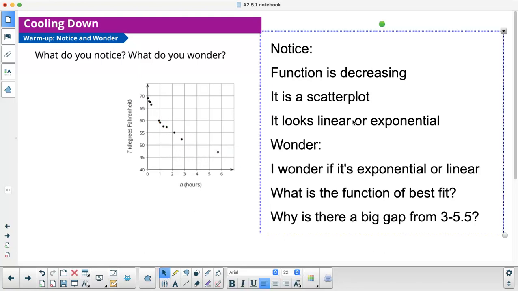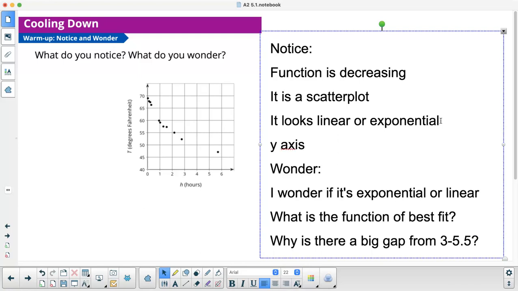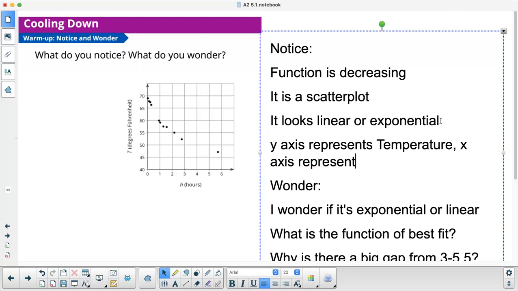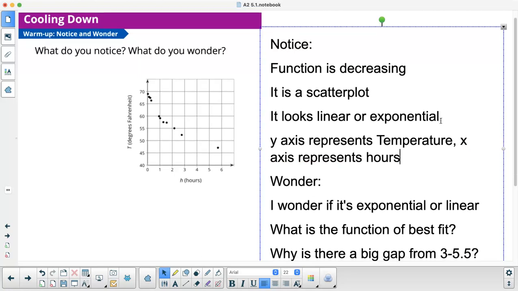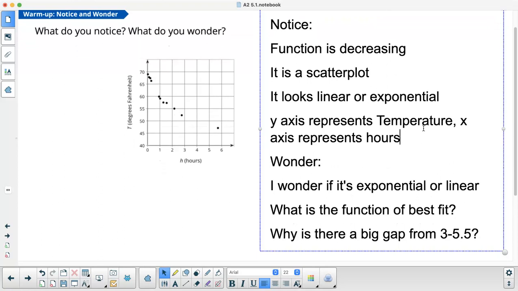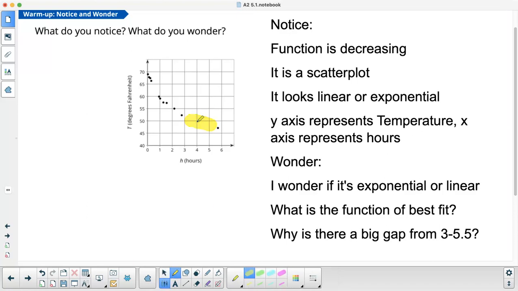Oh, here's a notice. I noticed that the y-axis represents temperature and the x-axis represents hours. That's a big thing to notice. But there's a lot here that we don't know. We're talking about vocabulary, linear functions versus exponential, scatter plots, best fit lines, and it's also really important to see that there is this giant gap here. It's probably not the best data that we would have.